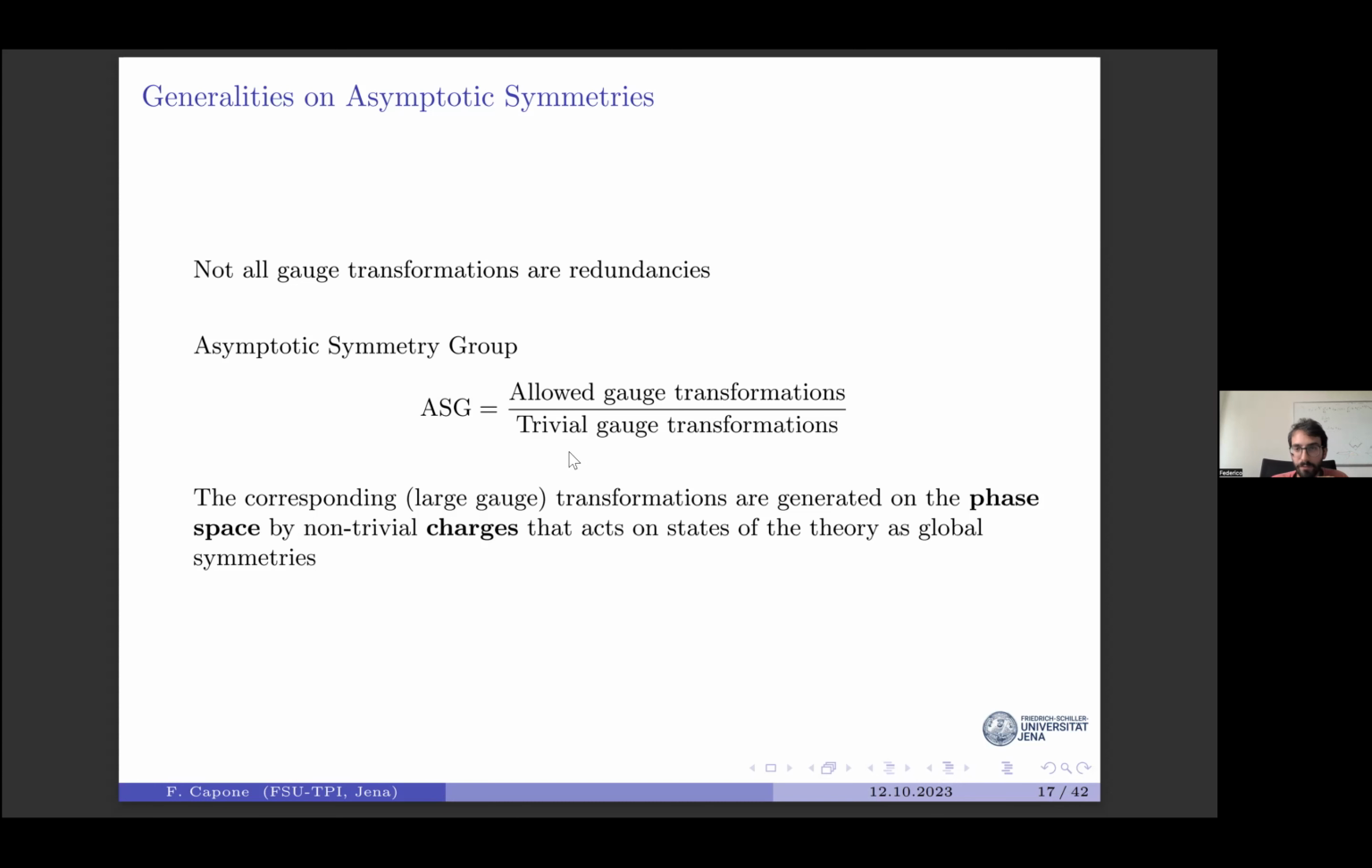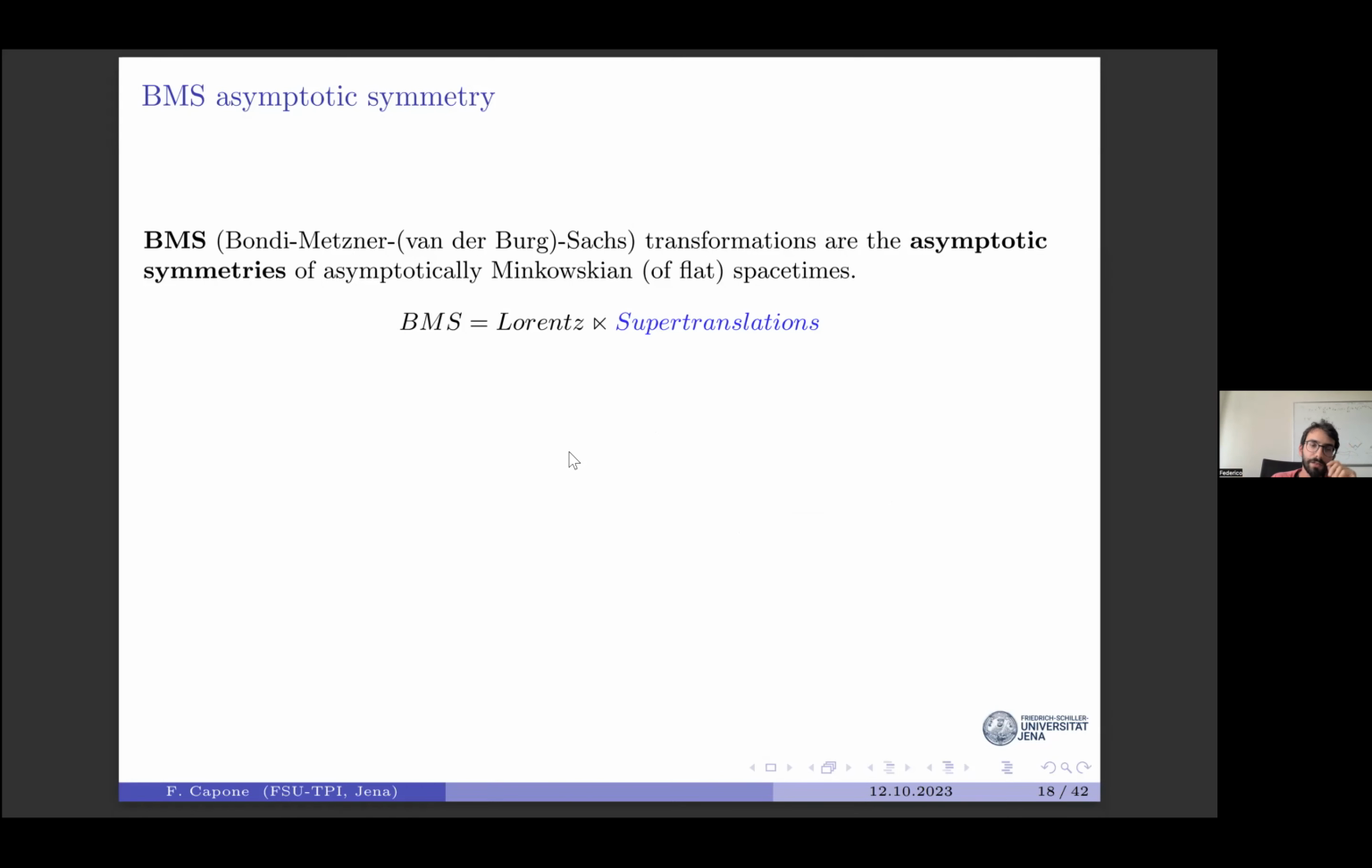In some more naive terms, when we do the gravitational description in a moment, we will just consider them as being the diffeomorphisms of the spacetime that do not die off at infinity. And so the BMS group, which was discovered in the 60s by Bondi, Metzner, van der Burg, and Sachs, is indeed the asymptotic symmetries of asymptotically Minkowskian spacetime.